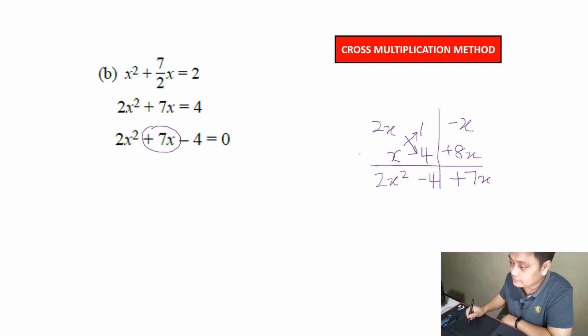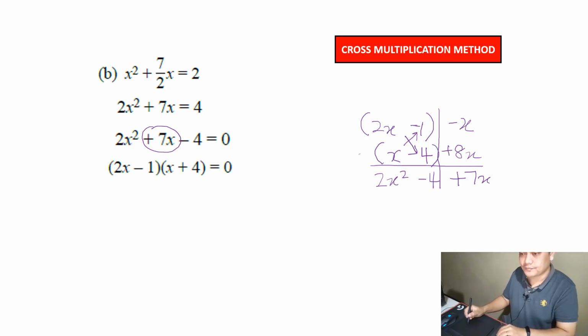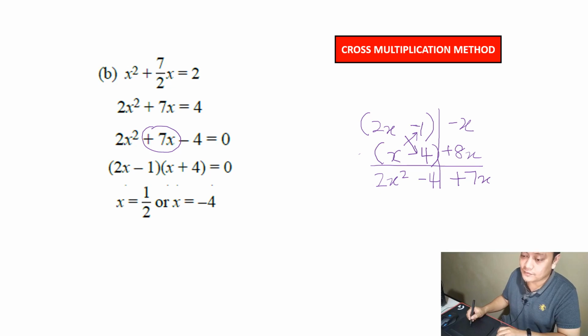Okay, now take a look at this one. x times 1 equals negative 1. So that means here should be negative. And negative 1 times 4 equals negative 4. Okay, so that means the first factor is 2x minus 1 and the second factor is x plus 4. So that means the roots for this quadratic equation are x equals 1 over 2 or x equals negative 4.